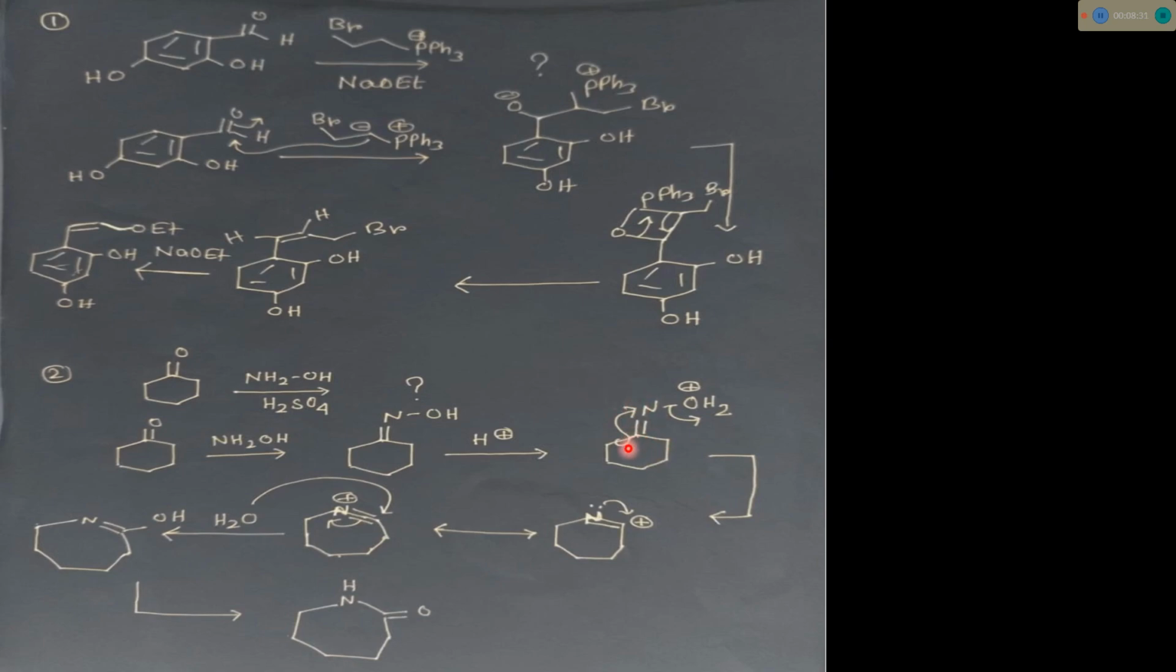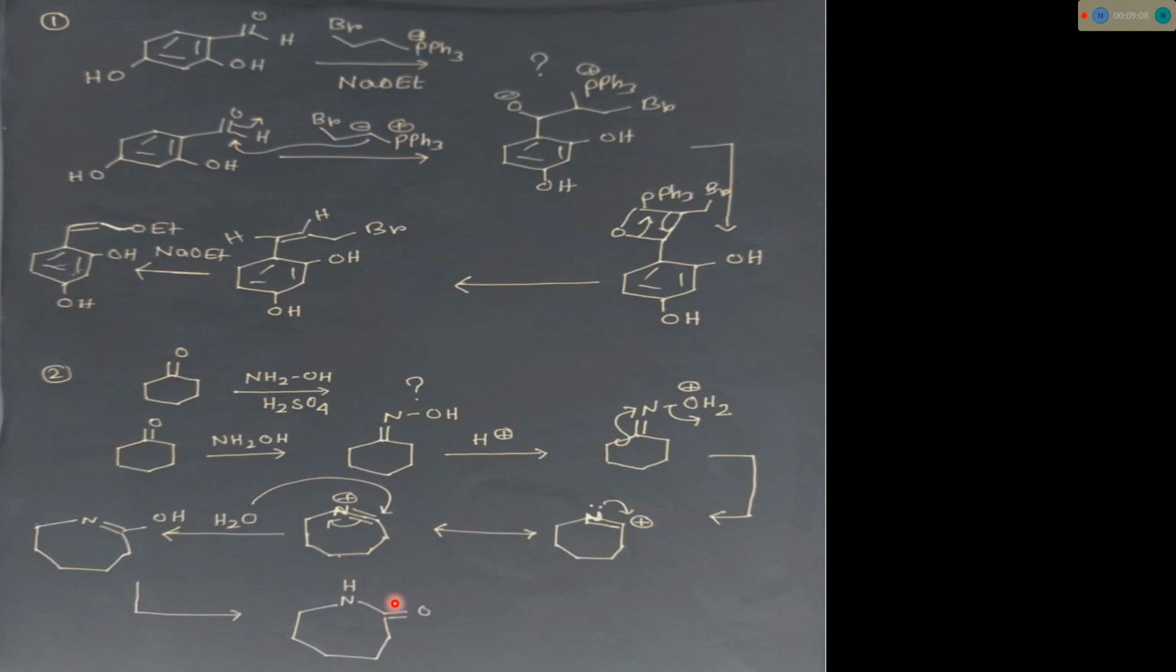Since it is a symmetric cyclic molecule, both options are correct, this bond or this bond, there is no difference in both migrations. Then in this way we will get this product, a cyclic amide. This is a very simple and easy reaction from Beckmann rearrangement. This cyclic amide is called a lactam molecule.